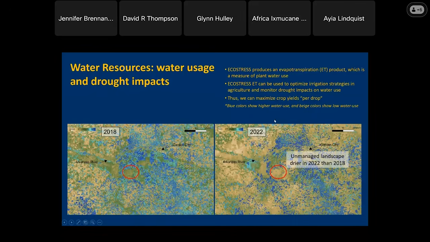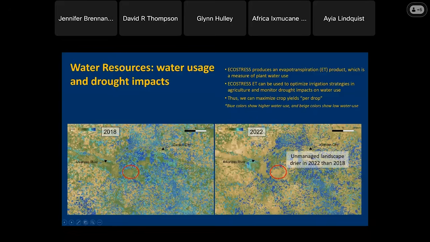ECOSTRESS, the ET or evapotranspiration is also used to optimize irrigation strategies, which I'll show in the next example. In this case, we want to always maximize the crop per drop, as we always say. In these 2 examples, you can see on the left, the blue fields here are high ET, so they're transpiring a lot, they're very healthy. And the more beige greener areas are areas that are usually a bit drier or under stress.